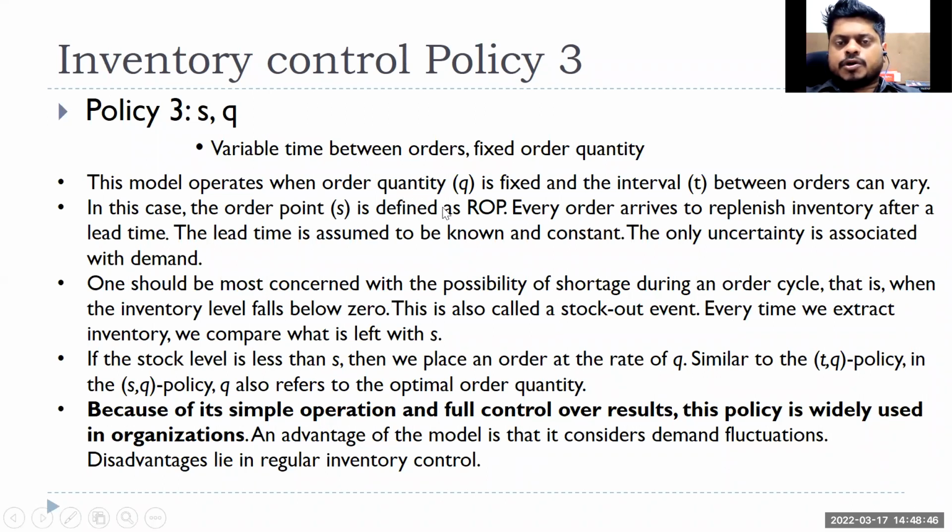The model operates when order quantity Q is fixed and the interval T between orders can vary. In this order, the order point is S, so that is your reorder point, right? Every order arrives to replenish inventory after a lead time. The lead time is assumed to be known and constant. The only uncertainty is associated with demand, right?